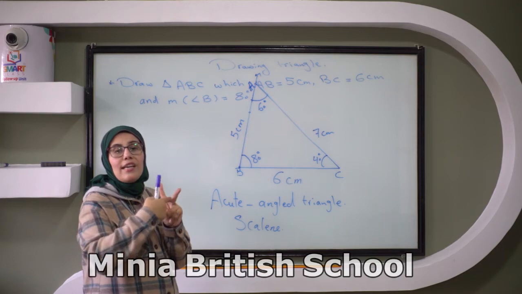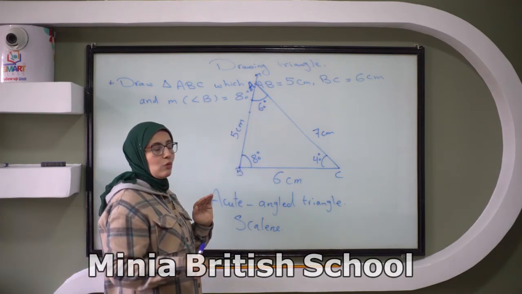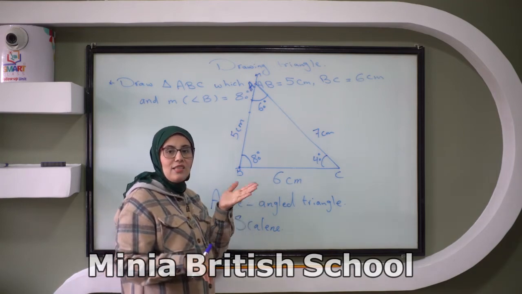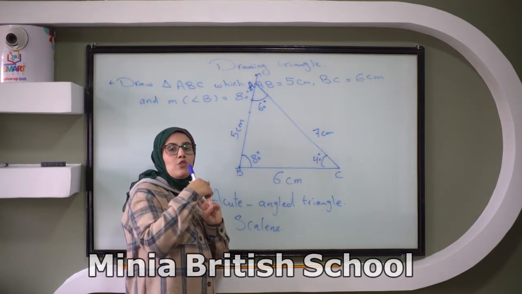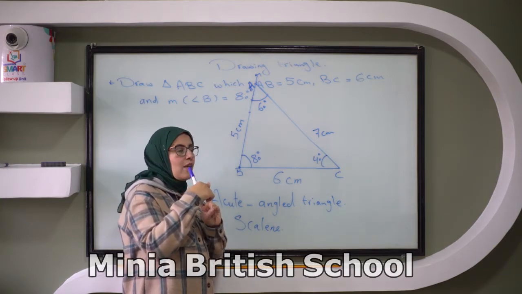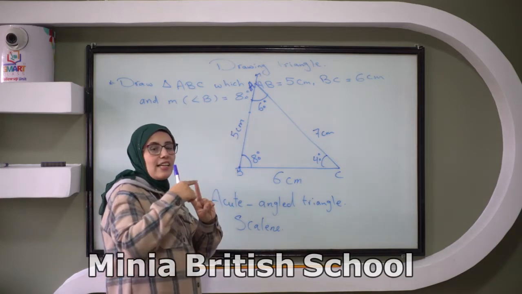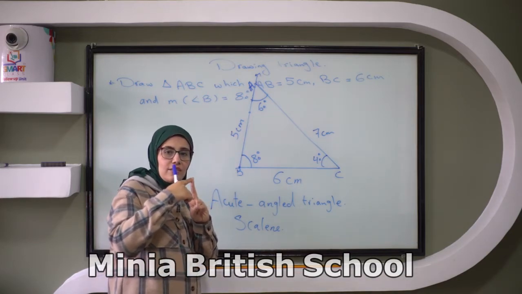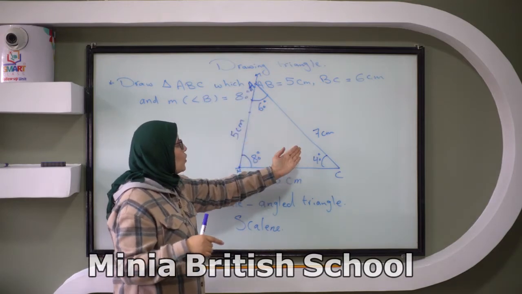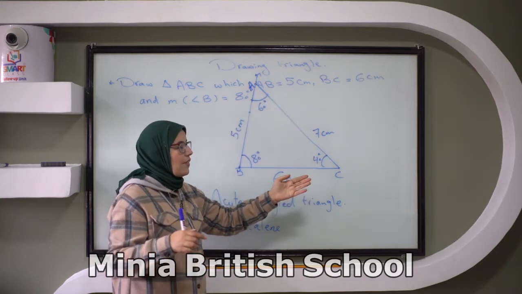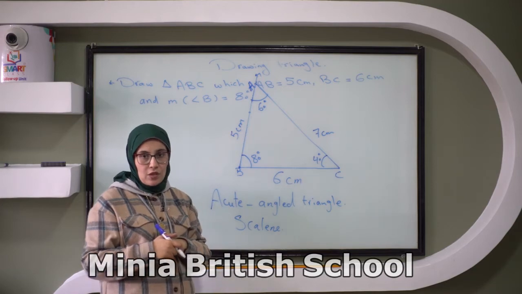This is the first type: how to draw a triangle according to two sides and one angle between them. He will give you two sides like this and one angle. So what will we do? We will choose the longest side and draw it. This is the first step. Then we will measure the angle, and on the ray of this angle, we will determine the second side. After we determine the second side, we can join the two vertices, and then we have a triangle. This is the first method.